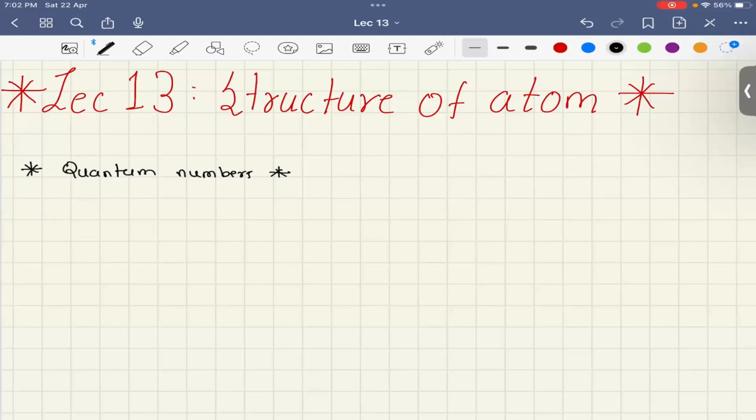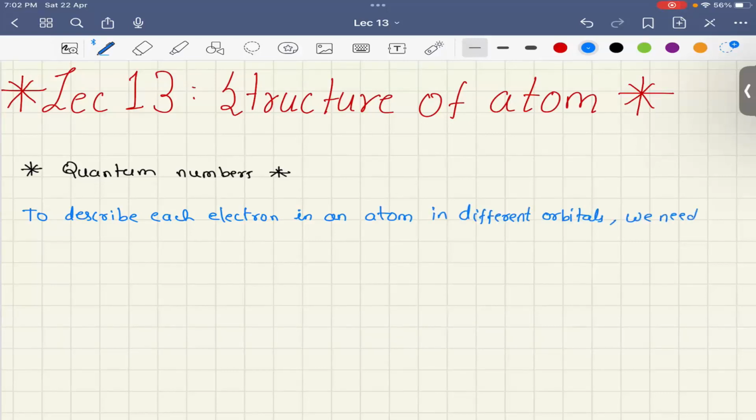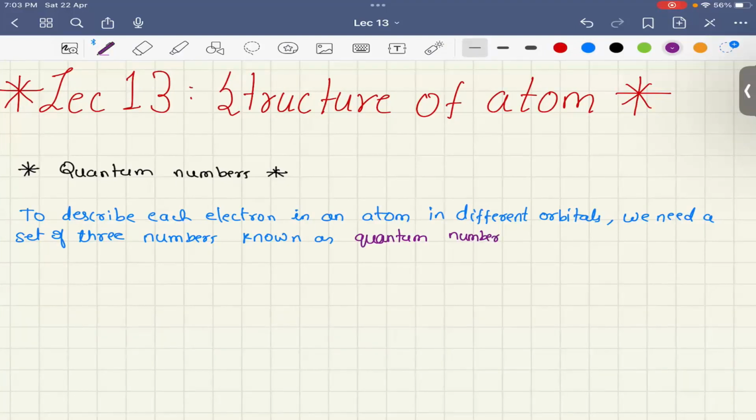These can be distinguished by their size, shape, and orientation. To describe each electron in an atom in different orbitals, we need a set of three numbers known as quantum numbers. Let us write this down: to describe each electron in an atom in different orbitals, we need a set of three numbers known as quantum numbers.